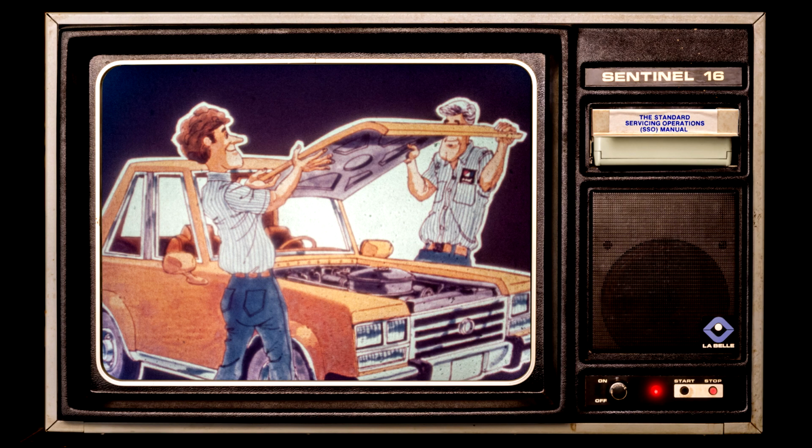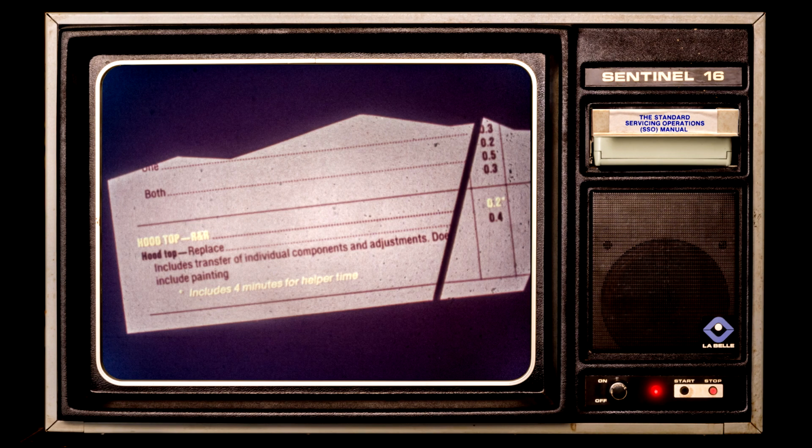Helper time, when required, is also considered in the time allowances. Whenever an operation requires the aid of a helper, this is noted in the SSO manual to aid service management in the assignment of helper time. The time allowed, which is shown in minutes, is included in the time listed for the operation. In this hood example, 4 minutes are allowed for a helper to hold the hood while the technician positions it.